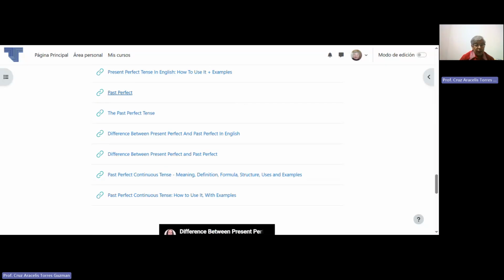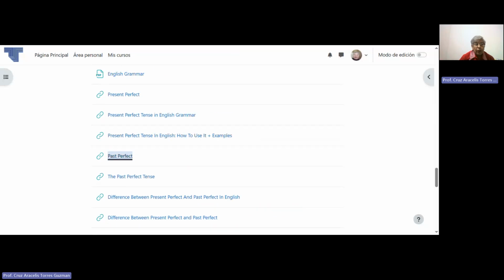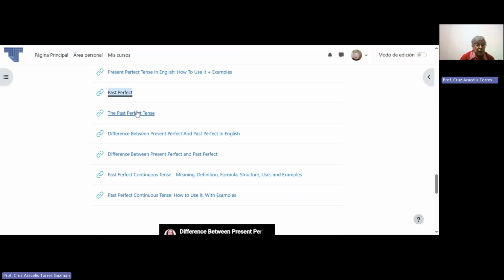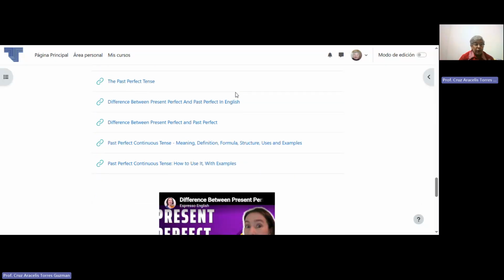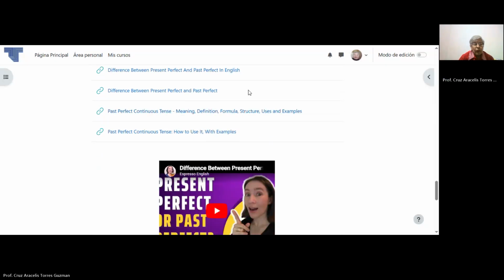Okay? This is the past perfect. Here is the past perfect tense, the difference between present perfect and past perfect. I have the chart over there, the difference between present and past. It's also in English, but remember that we see two Englishes, British and American.